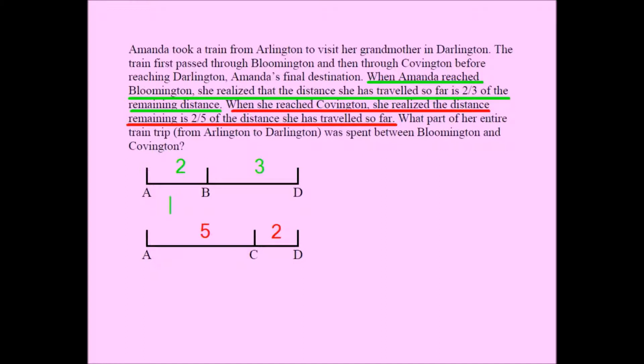The distance between AB is what part of AD. So if AD is 5 units, AB is 2 units, so this has to be 2/5. Using a very similar argument, I want to know what part of the entire distance between AD is CD. So if CD is 2 units, then the entire AD has to be 7 units. So this fraction is 2/7.